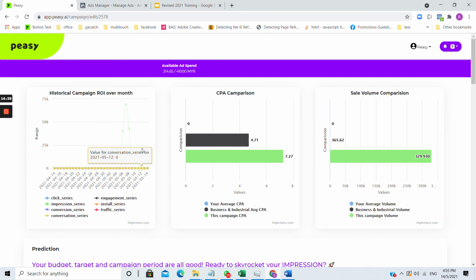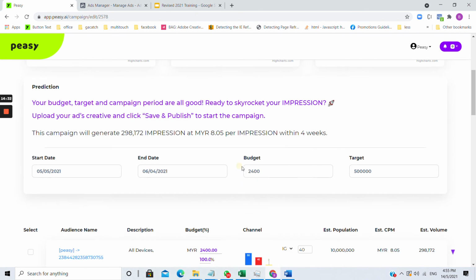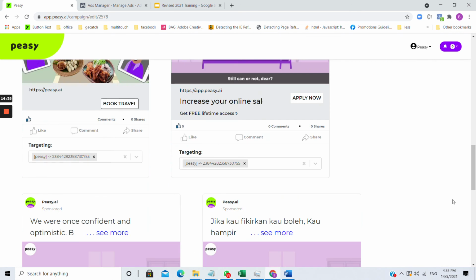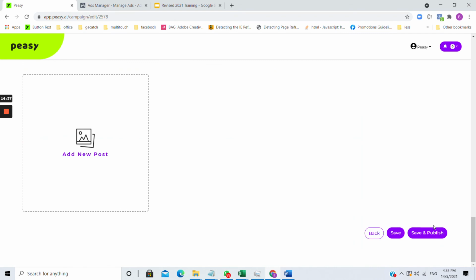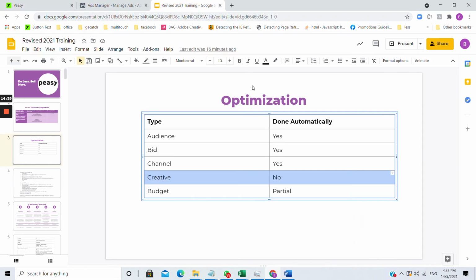So if you want to keep the campaign with the same momentum, quickly go back to Peasy, change the budget, and click on this Save and Publish button again. So just to repeat, audience, bid, and channel are completely done automatically by Peasy. Peasy would run split testing, would run predictive analysis in terms of optimization.